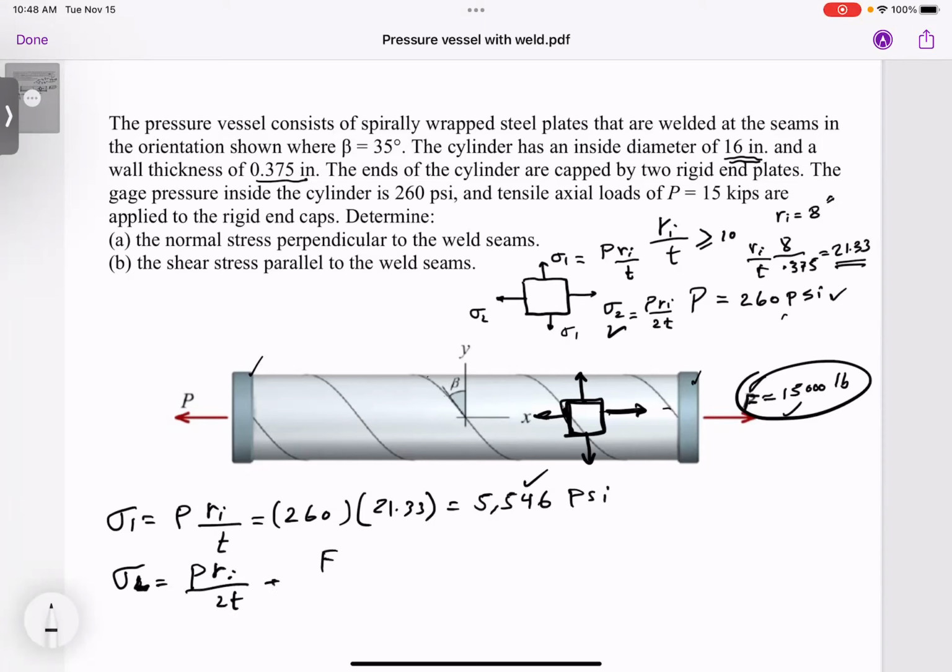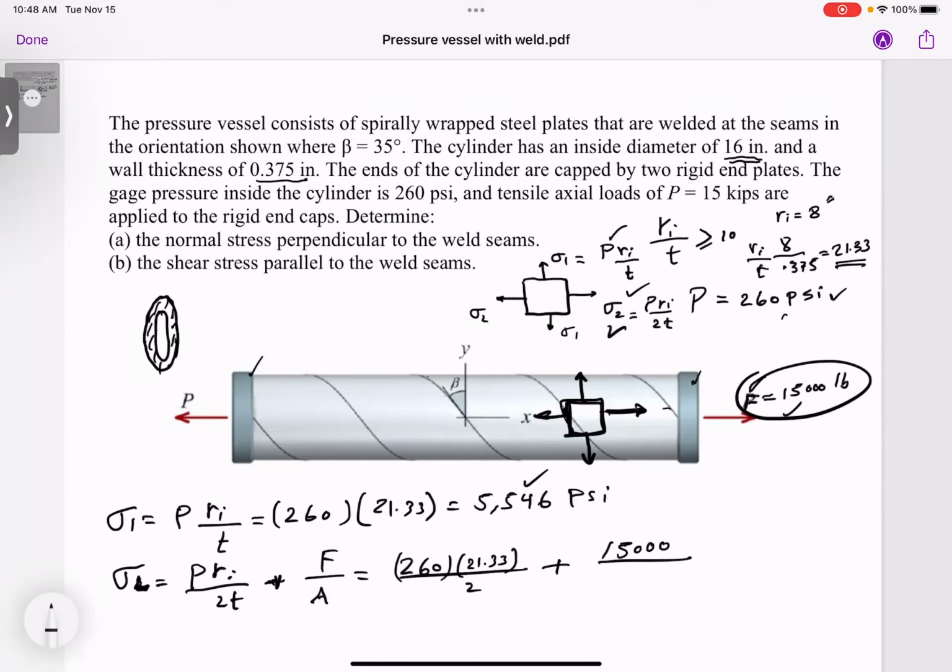So this is what? The normal stress is F over A. So we already know that this one is 260 times 21.33 divided by 2. Remember, this stress is half of the hoop stress, right? Then in addition to that, we also have the 15,000 divided by area. Be careful, guys. You're talking about a hollow shaft, a hollow cylinder, right? Like that. So the area is this area that I'm showing you.